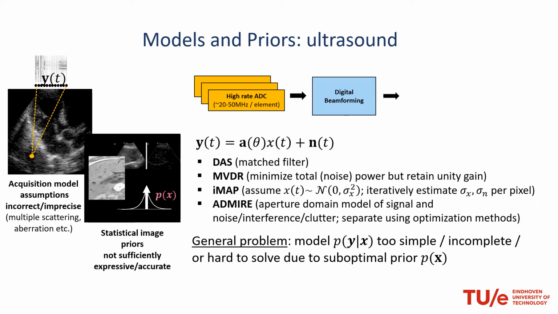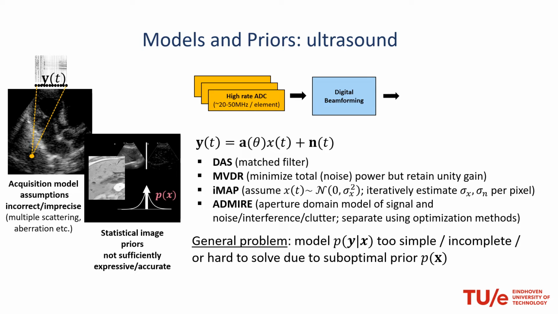So the general problem, say, with all of these other model-based optimization algorithms that we see over here, such as the MVDR, which tries to minimize the total power, iMAP, and so on. The general problem is either that the model is too simple, so p of y given x, the acquisition model, is too simple, it's incomplete, but it can also be that it's too hard to solve, and with that I mean recovering x from y is too hard due to a suboptimal prior.